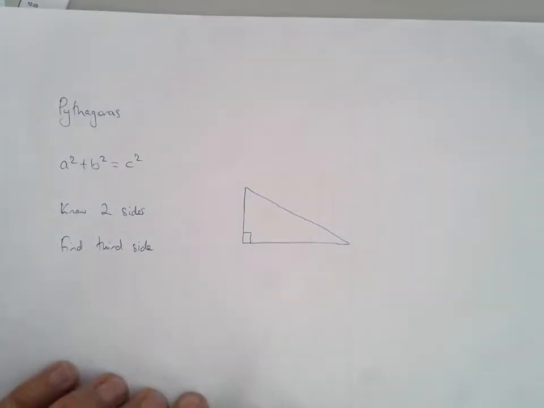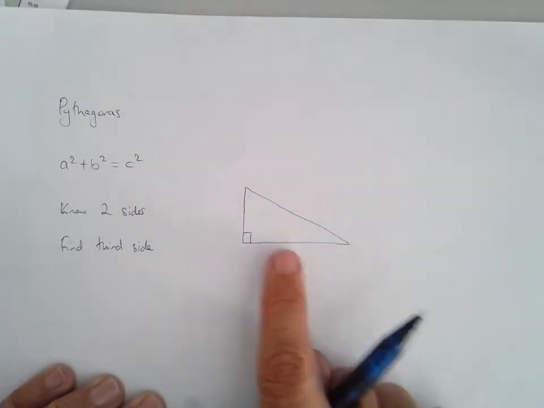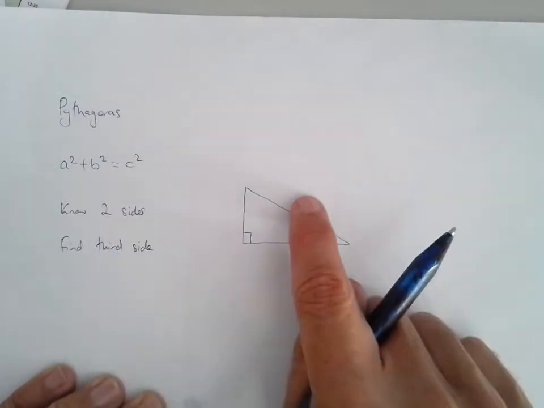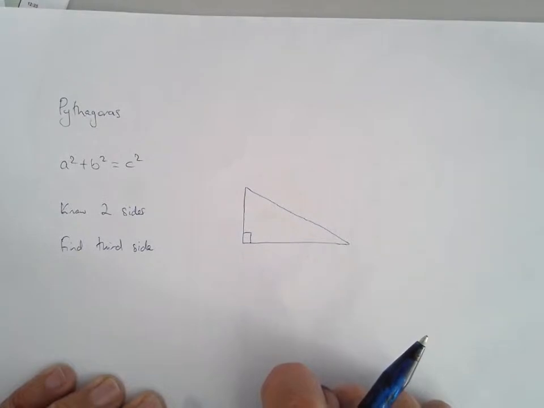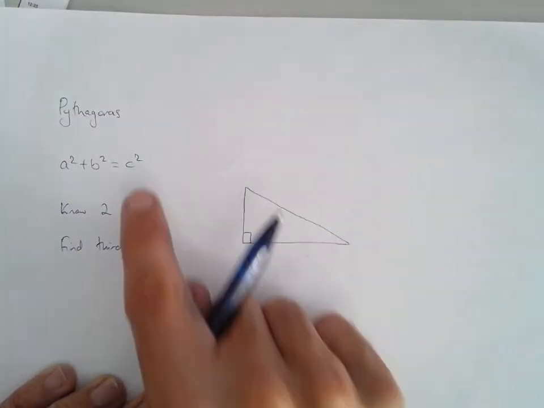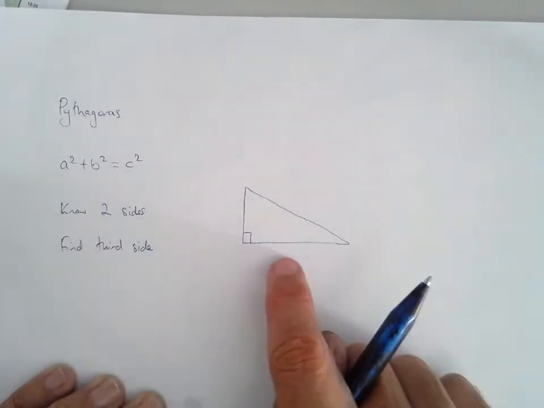For instance, I might know the two short sides, a and b, and I can use the theorem of Pythagoras to find the long side, the hypotenuse. Or I might know the hypotenuse and one of the other two sides. Again, by substituting and rearranging, I can find that other short side.